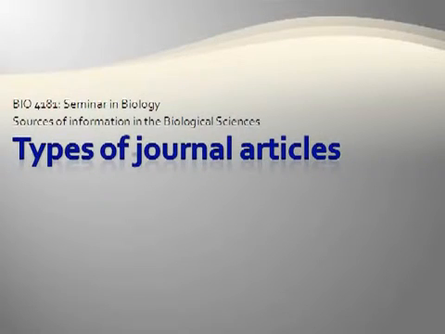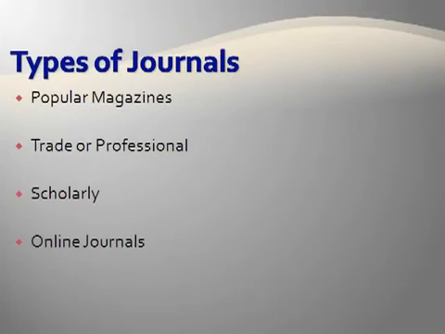This presentation provides more information on the types of journal articles that you will need for the literature review article and oral presentation. Most periodicals fall into one of three categories: popular magazines, trade or professional, and scholarly or academic. Online journals can be any of these three categories, so examine those carefully.